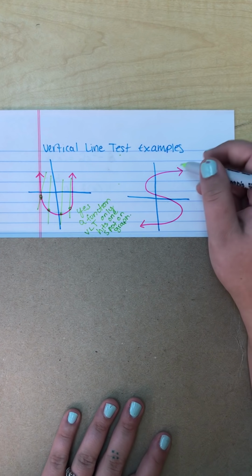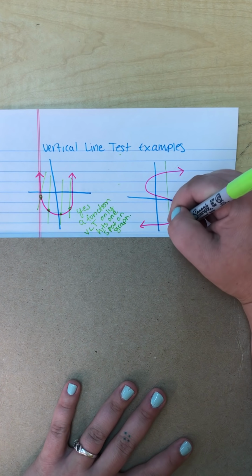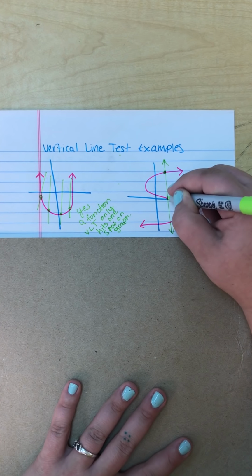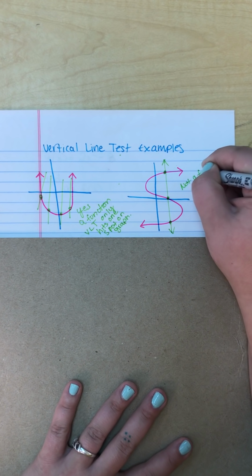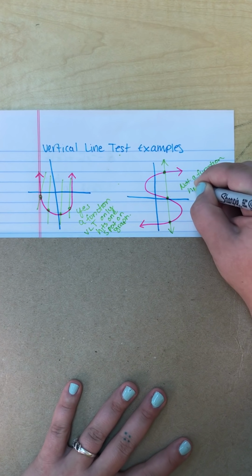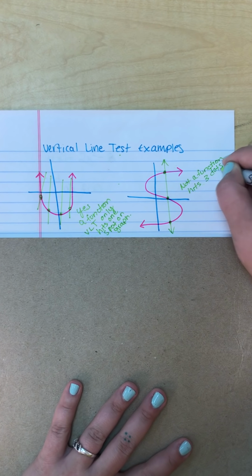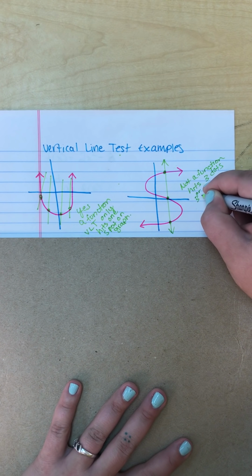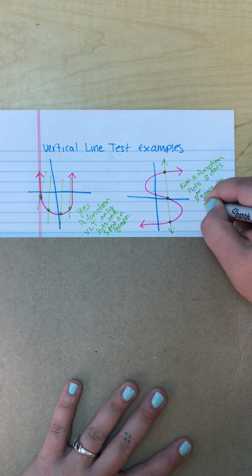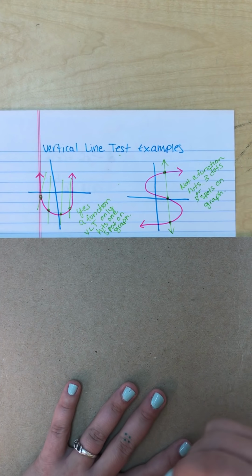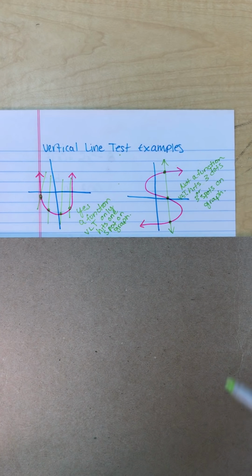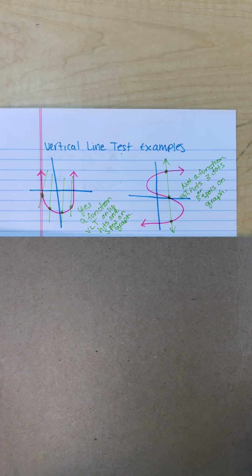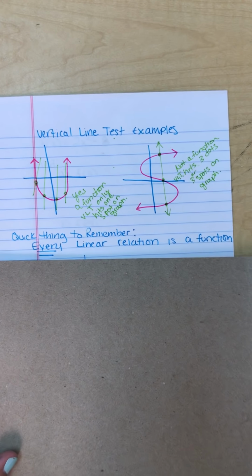Where if we go over here and look at this curvy graph, this S, if I draw a vertical line here, it hits 1, 2, 3 dots on the same line. So this is not a function. It hits 3 spaces on the graph. Basically the reason why the vertical line test works is because these all would have the same x value. And remember, if x values repeat, it's not a function.